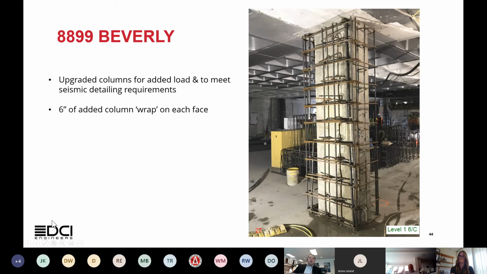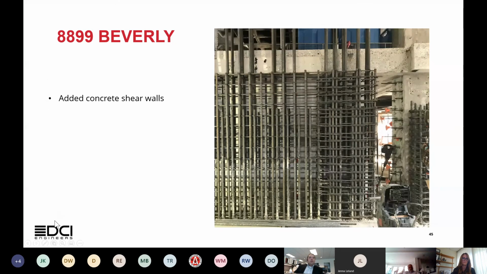So we looked at a couple of options. Number one being adding 6 inches of shell around each column in which we could encase the reinforcing to meet the special seismic detailing. We also looked at potentially using fiber wrap on all the columns, but that ended up being cost prohibitive, and ultimately using 6 inches of shell or wrap on each of the columns made more sense for the project overall.